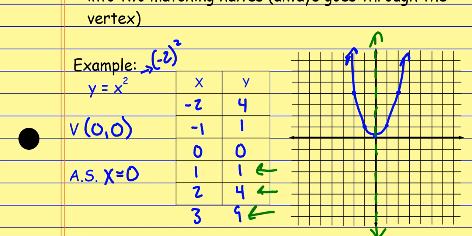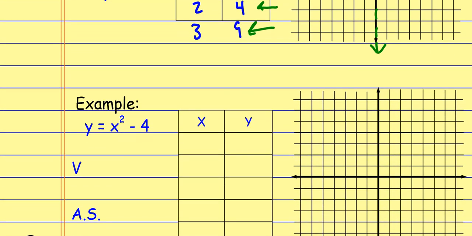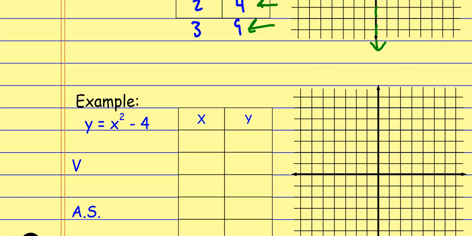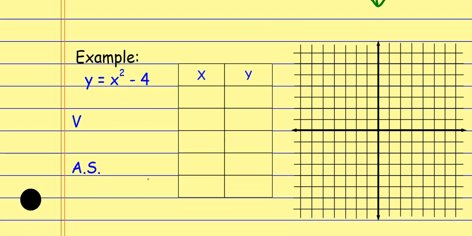And really, it wasn't that hard to graph this thing using an xy chart, but eventually we want to see if there's a pattern that can get us away from the xy chart. Okay. So let's look at another one, but let's change it a little bit. So here, if I look at something like this guy, x squared minus 4. Again, I'm going to start off with my standard xy chart, -2, -1, 0, 1, and 2. And now I plug away.